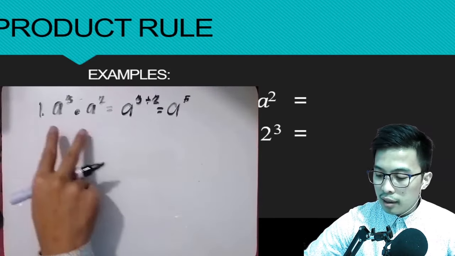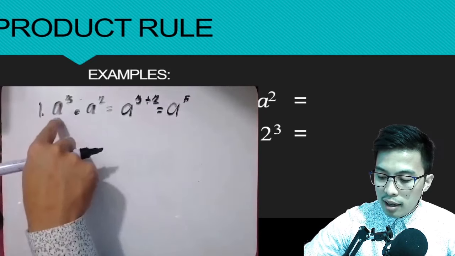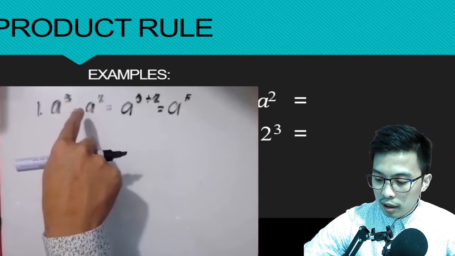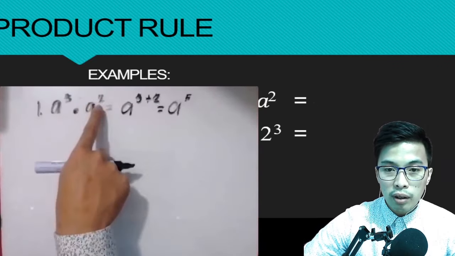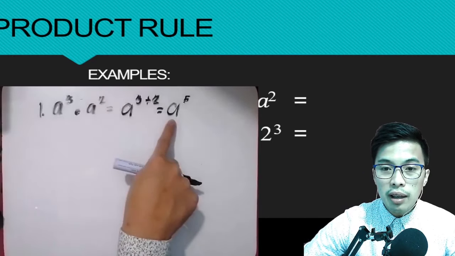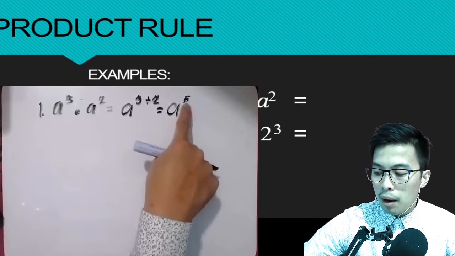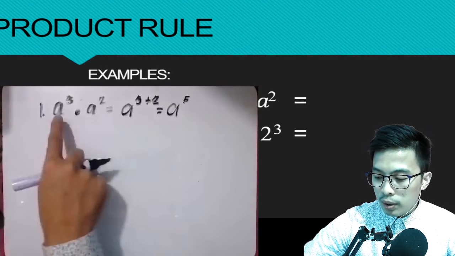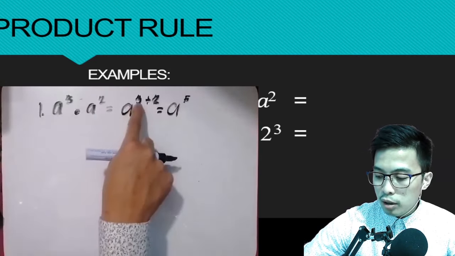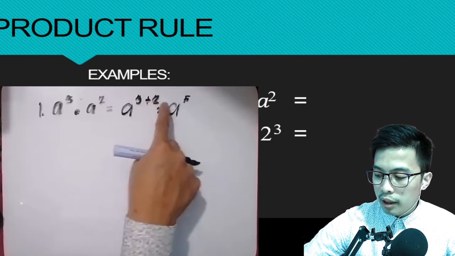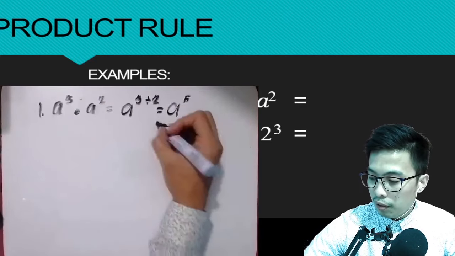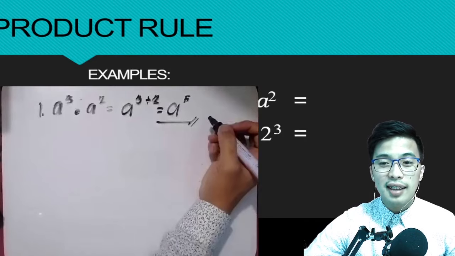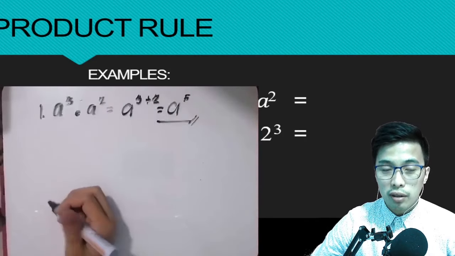Therefore, we can say that the product of a raised to the power of 3 times a raised to the power of 2 is simply a raised to the power of 5. Ulitin ko kung paano natin nakuha yung 5. We just copy the base and add the exponents, which is 3 plus 2, and that is equivalent to 5. Okay, ganun lang siya kadali. I hope na nakuha natin tong part na to.